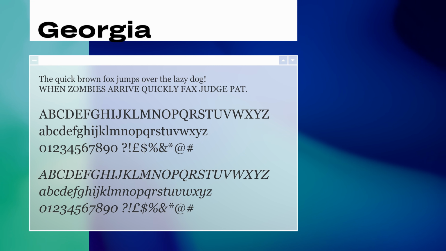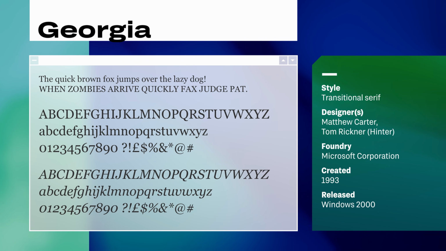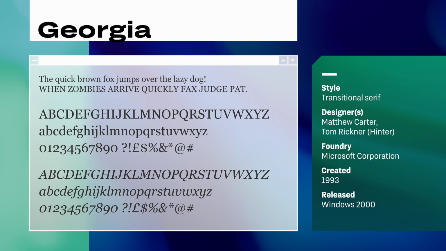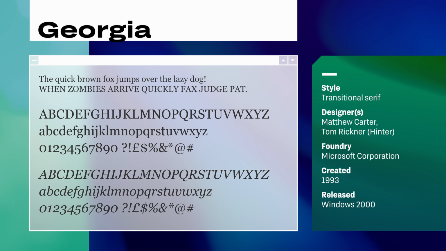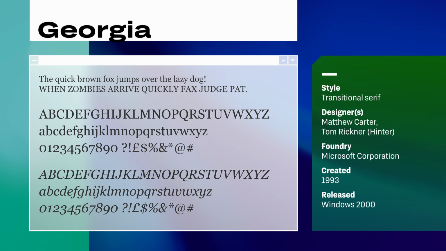Released concurrently but designed a few years prior to Trebuchet is Georgia by Matthew Carter. It was hinted by Tom Rickner, who was lead typographer at Apple for many years and supervised their first TrueType fonts. Georgia is quite unique amongst these fonts for being a serif font designed specifically for on-screen usage, one of the most influential, if not the first.